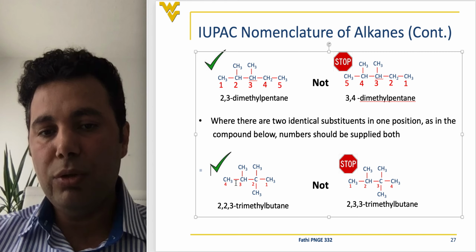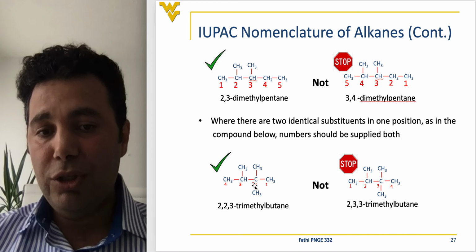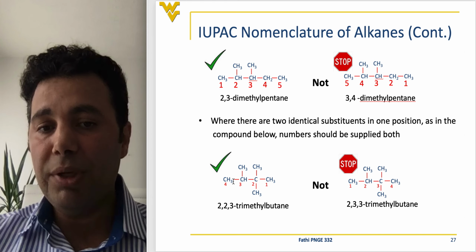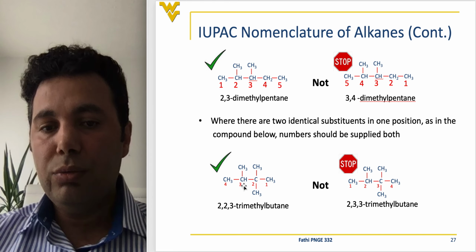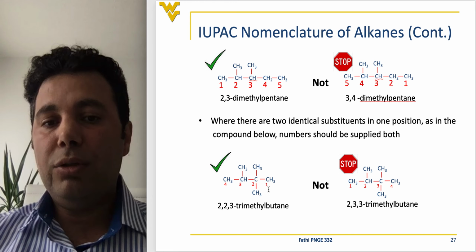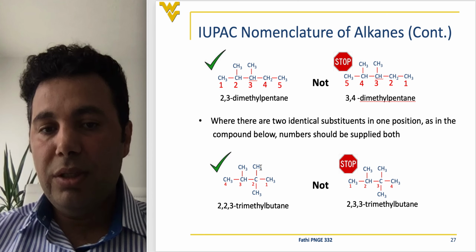From here it becomes 1, 2. But I name them from the end which is closest to the more complex branch. Here I have 2 branches, so it's more complex than this one. So I number them from here. So 1, 2, 3, 4. And then I need to say what are these branches. So this is CH3, CH3, CH3.